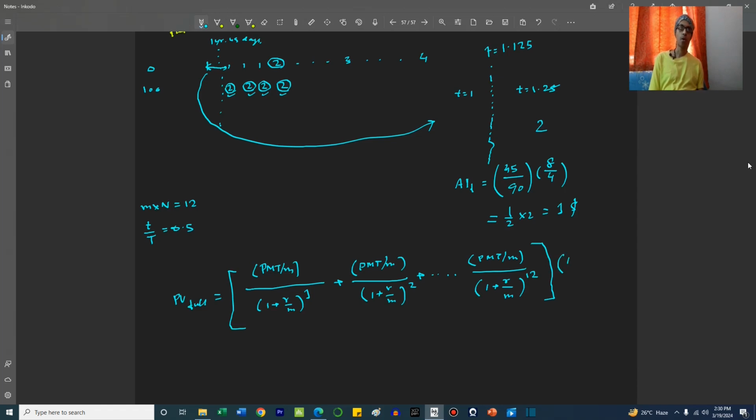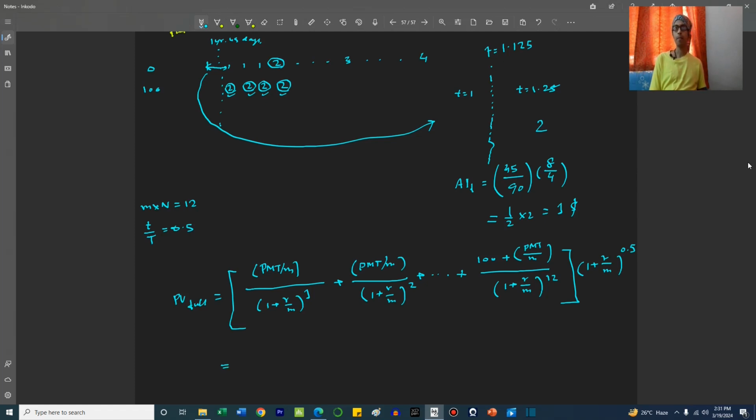Into 1 plus R by M to the power t by T, which is 0.5, principal amount plus PMT by M divided by 1 plus R by M to the power the number of periods which we counted as 1, 2, 3, 4, 5, 6, 7, 8, 9, 10, 11, 12, into 1 plus R by M to the power t by T, which is 0.5. Now we can put in the values here.